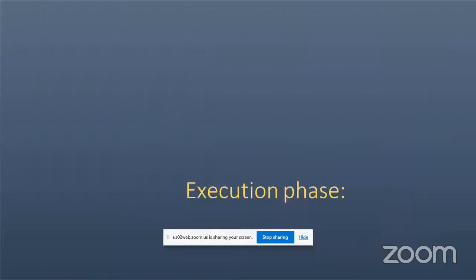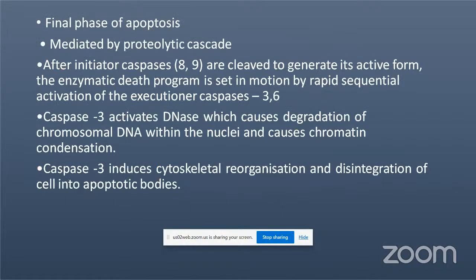Then the next one is the execution phase. The final phase of apoptosis is called the execution phase, which is mediated by proteolysis after initiator caspases are cleaved to generate their activated form. The enzymatic death program is set in motion by rapid sequential activation of the executioner caspases.